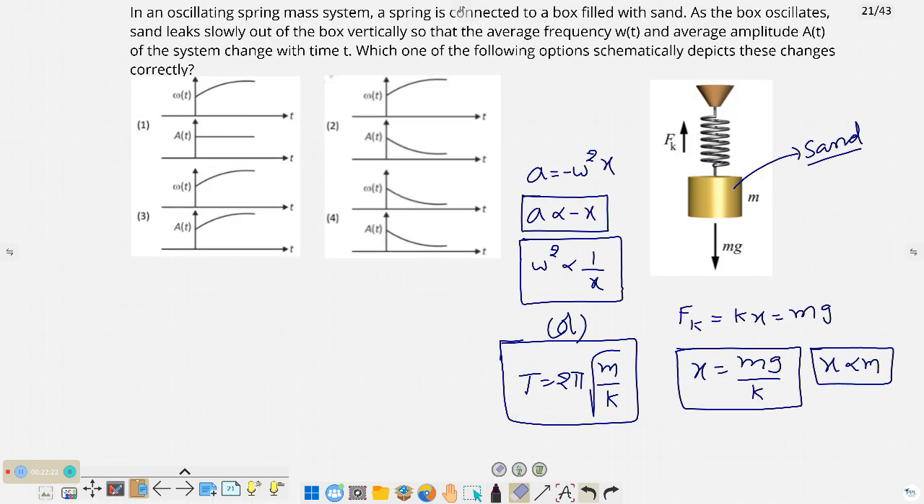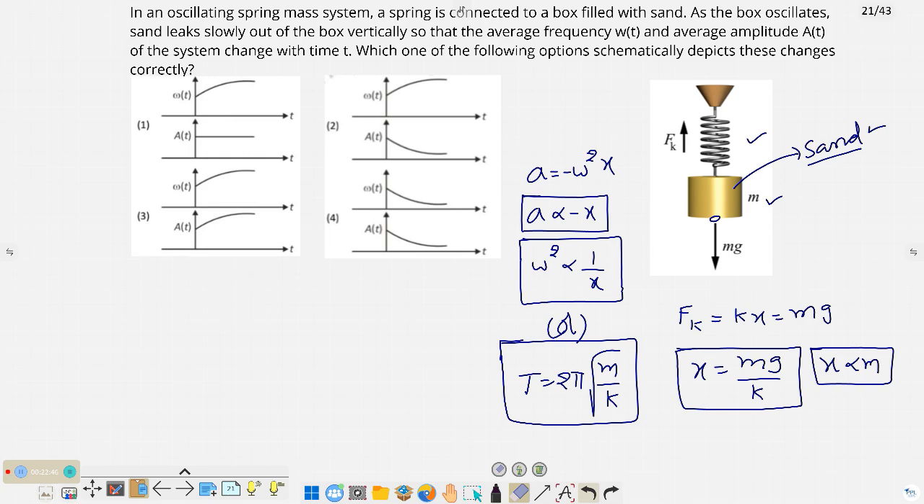The next question is related to a spring mass system. The question is graphical, so you have to understand the concept based question. I have already given graphs and equations so that we can complete this very fast. They have taken a spring and mass system, a box system. Inside the box we have sand. There is a small hole at the bottom, so the sand is pouring out over time.